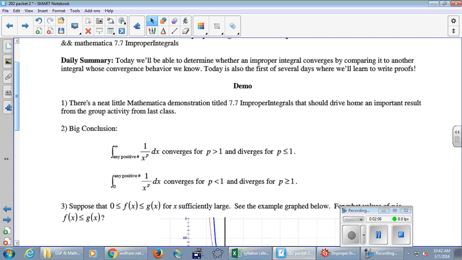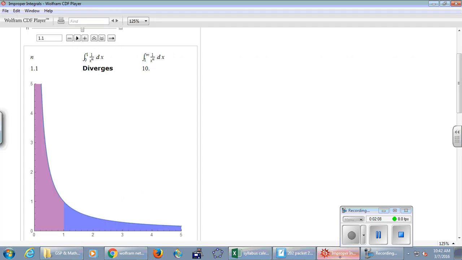Okay, number 1 is another Mathematica player demonstration. So here it is. This is the graph of 1 over x to the n. I really can't make it any bigger, so I apologize to the folks in the back of the room. But 1 over x to the n is this thing, and at the moment, n is 1.1.